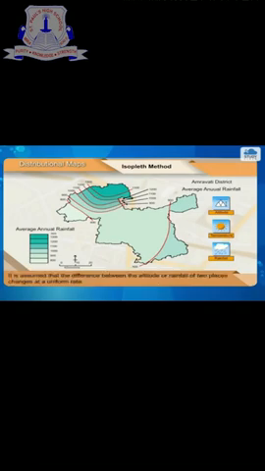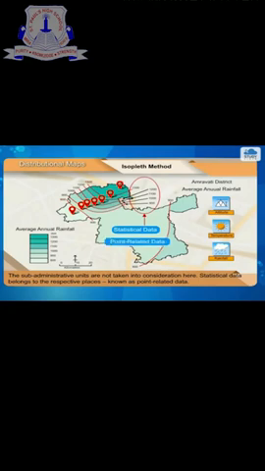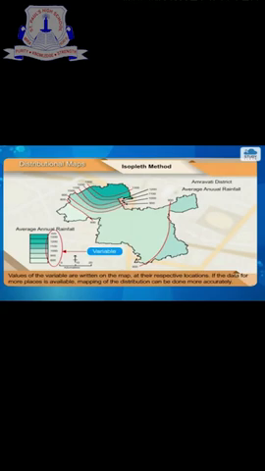It is assumed that the difference between the altitude or rainfall of two places changes at a uniform rate. The sub-administrative units are not taken into consideration here. Statistical data belonging to the respective places is known as point-related data. Values of the variable are written on the map at their respective locations. If the data for more places is available, mapping of the distribution can be done more accurately.